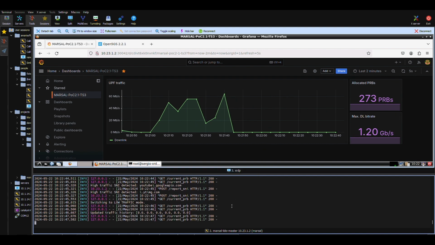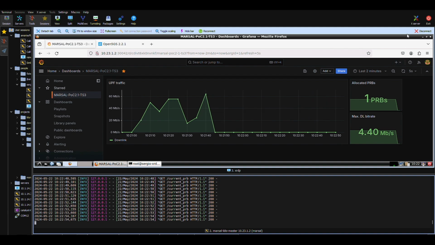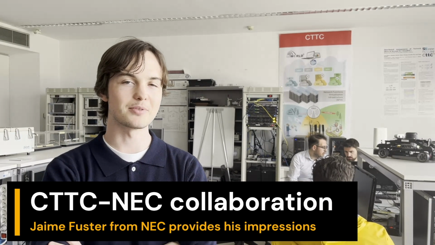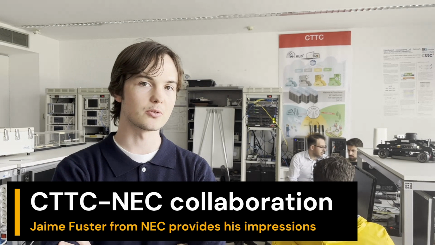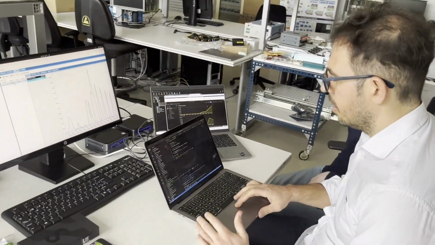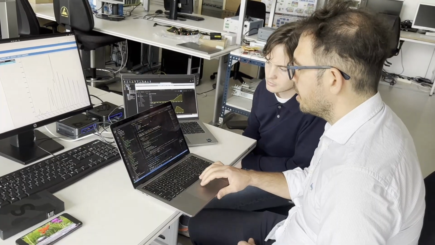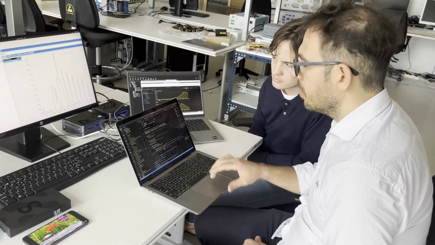Jaime Fuster from NEC provides now his impression of this collaboration between NEC and CTTC. I'm Jaime Fuster from NEC Labs Europe. We came to Barcelona to CTTC's premises to help integrate our predefined algorithm into the testbed. With the help of our model, we will be able to allocate resources for users that have a high probability of becoming elephants in their network.